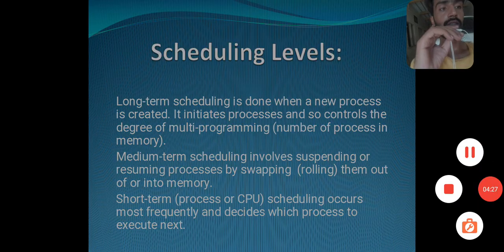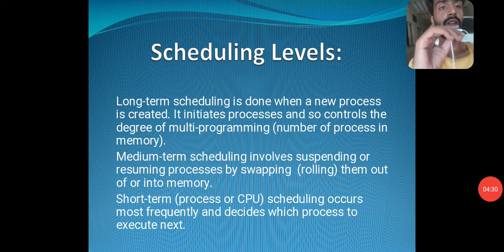Scheduling levels. Long-term scheduling is done when a new process is created. It admits processes and so controls the degree of multiprogramming, the number of processes in memory. Medium-term scheduling involves suspending or resuming processes by swapping them out of and into memory. Short-term or CPU scheduling occurs most frequently and decides which process to execute next.